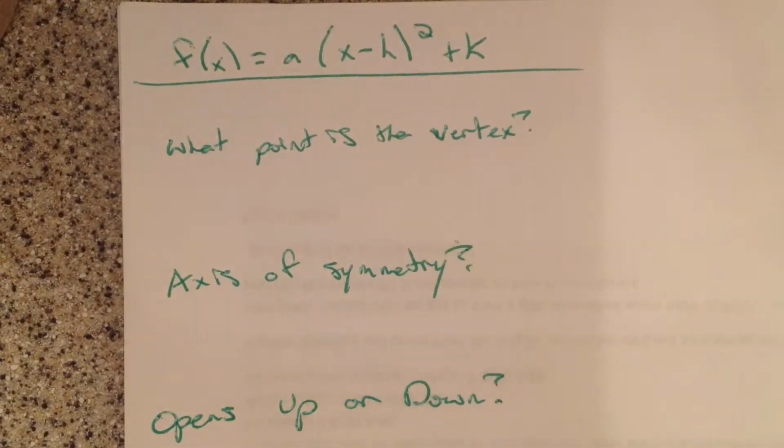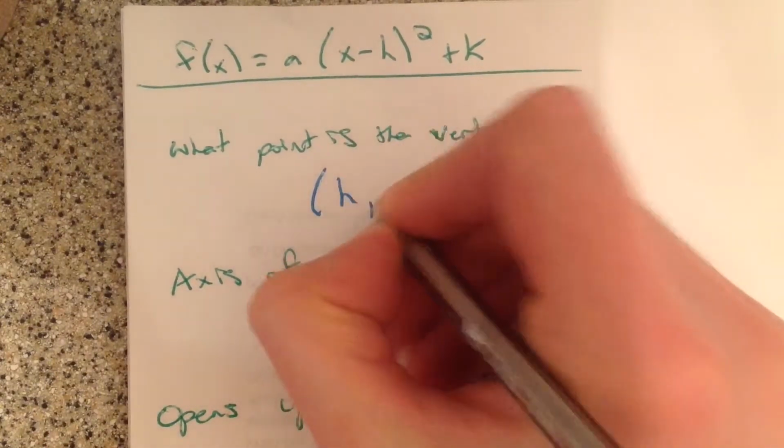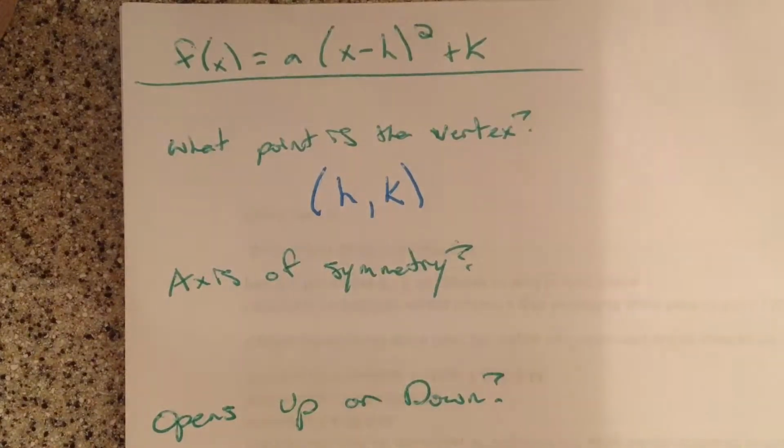So let's talk in general about vertex form of a quadratic for a second, so we can tell where we find info. So what is the point of the vertex? Well, this is in vertex form. It tells us it right off the bat. The vertex is just the point (h, k).